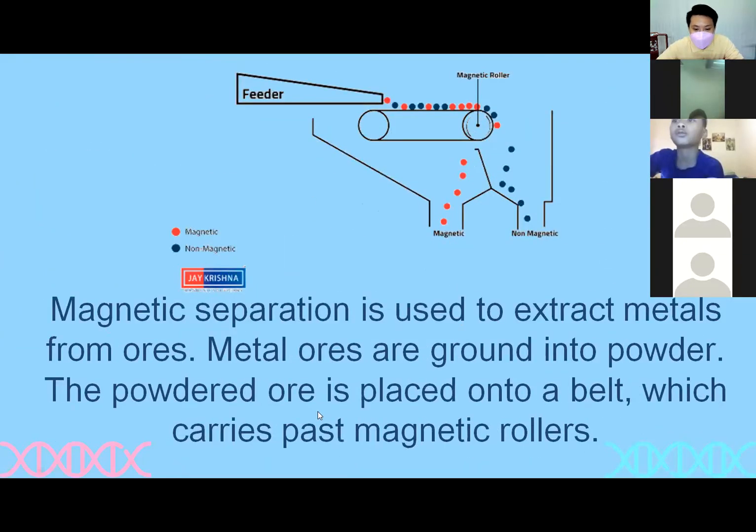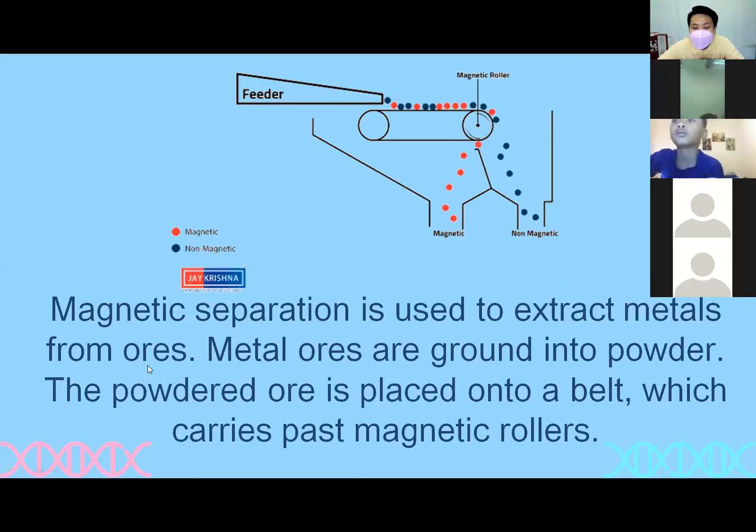So here, magnetic separation is used to extract metals from ores, or metal ores are ground into powder. The powdered ore is placed onto a belt which carries fast magnetic rollers. So as you can see in the picture, the red one is magnetic, and the blue one is non-magnetic.